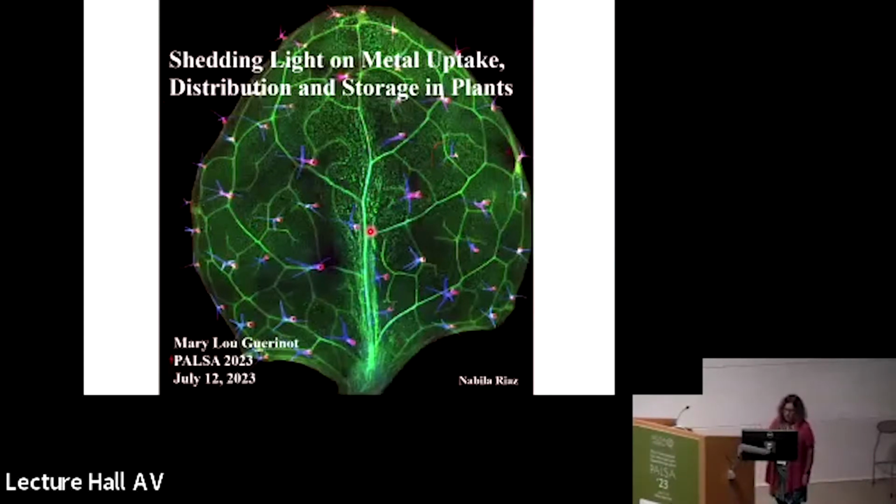We've also done some work with rice. Just shown here in green is potassium. We get a beautiful view of the leaf. Magenta is iron, and the blue is calcium.